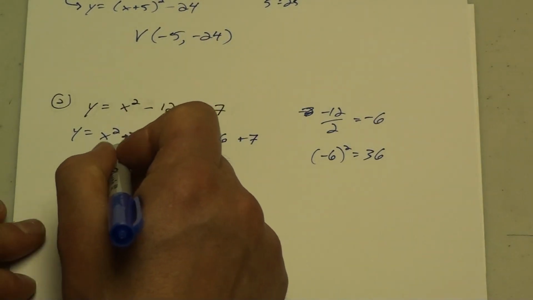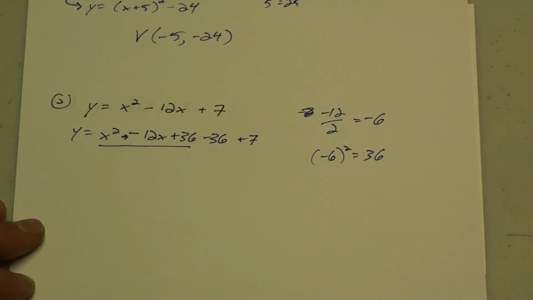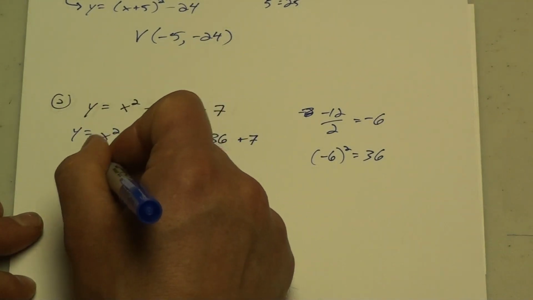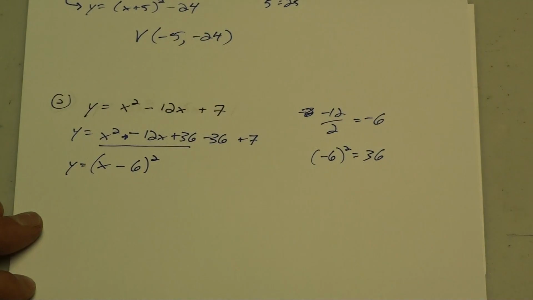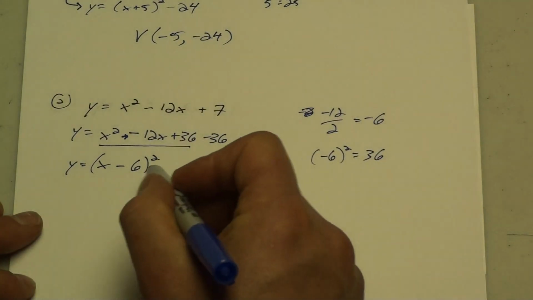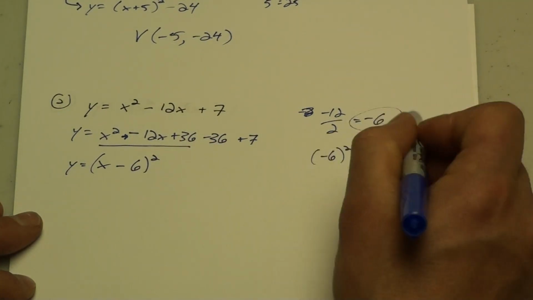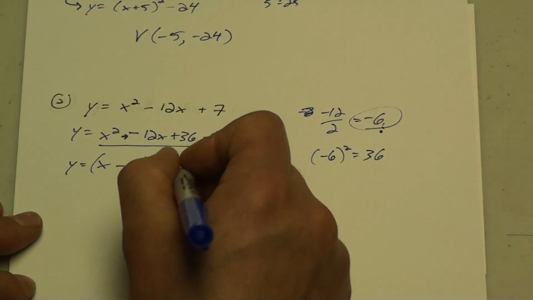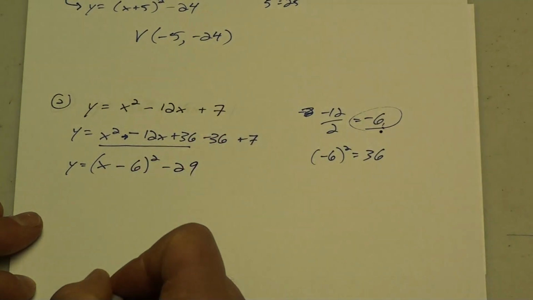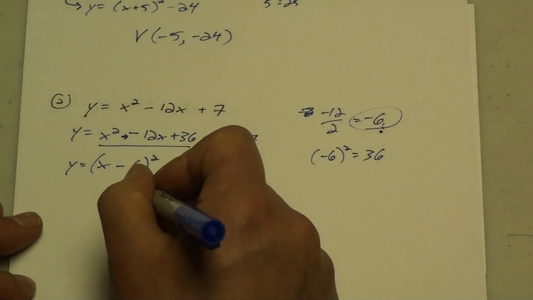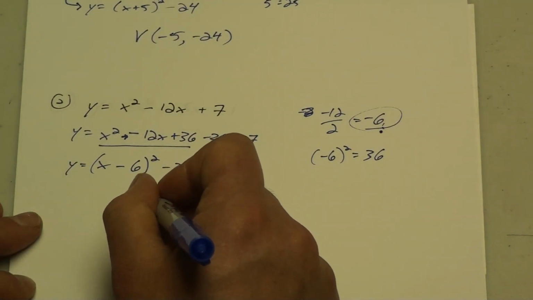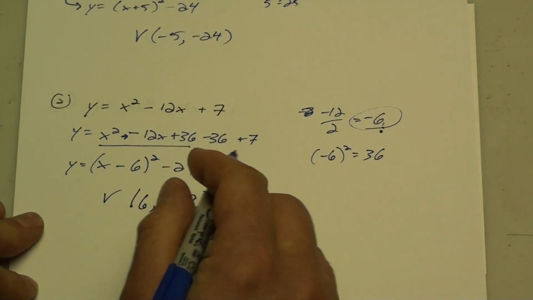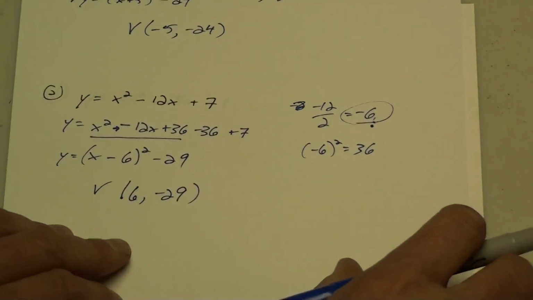These first three terms will shrink down. They actually shrink down to x minus 6 squared. And it always shrinks down to half of the middle term. Then I have minus 36 plus 7, which is minus 29. Now I'm in vertex form. My vertex is simply 6, negative 29. So I changed the way the quadratic looked.